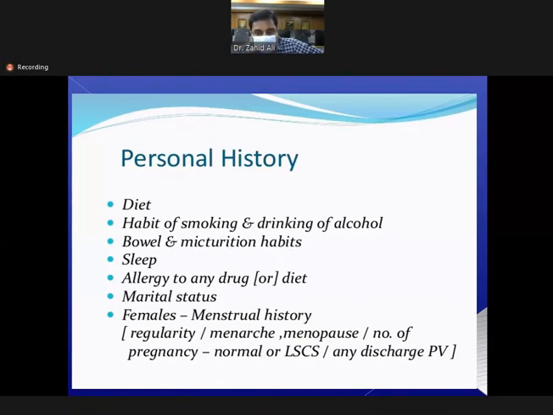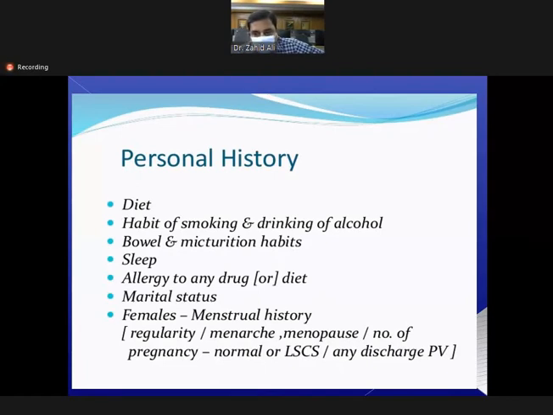Now, any questions related to what we have covered up till now, like personal history, family history, past medical history, and past surgical history, please let me know. If you do understand, write down yes. If not, then please let me know your questions so that I can answer and move forward.